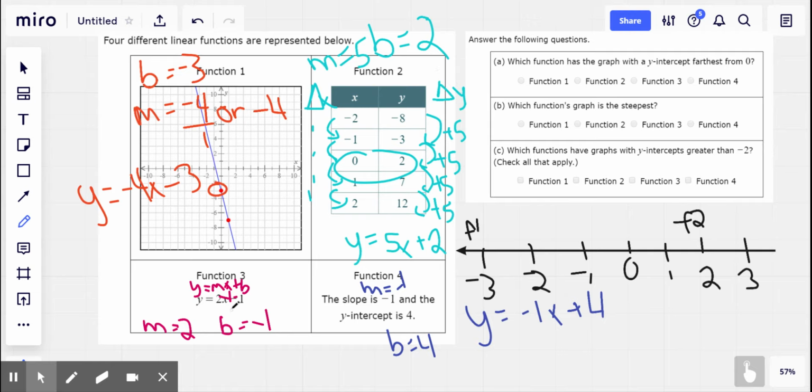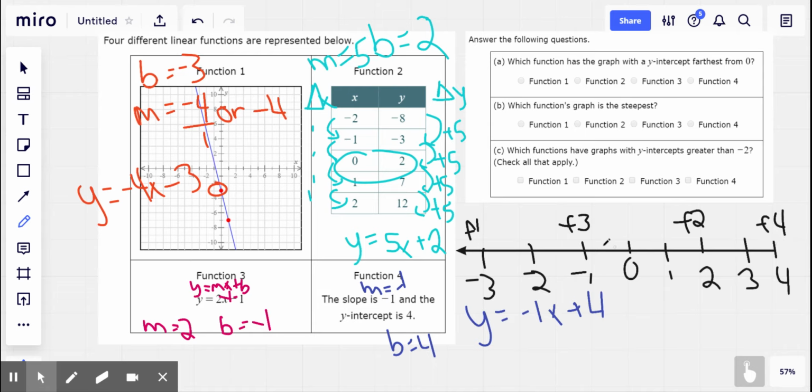Function 3's y-intercept was -1. So that's going to be right here. And function 4 had a y-intercept of 4. So I have to actually add a spot on this number line. Function 4. So which one was the farthest away from 0? It looks like it should be function 4 because it is 4 spots away from 0.